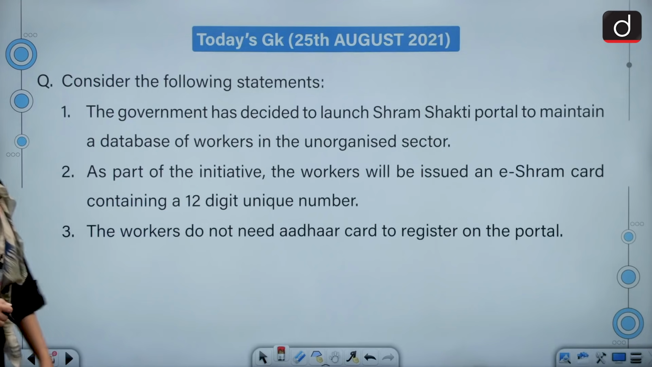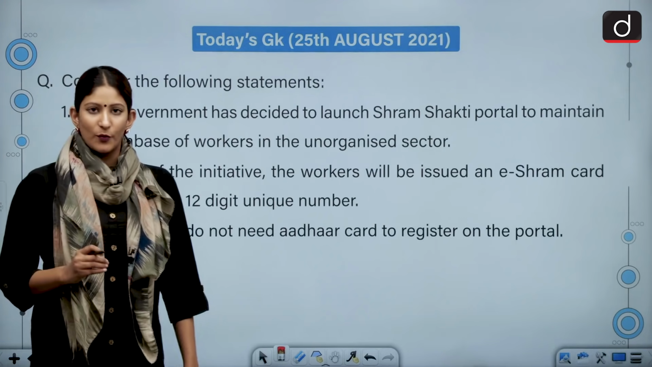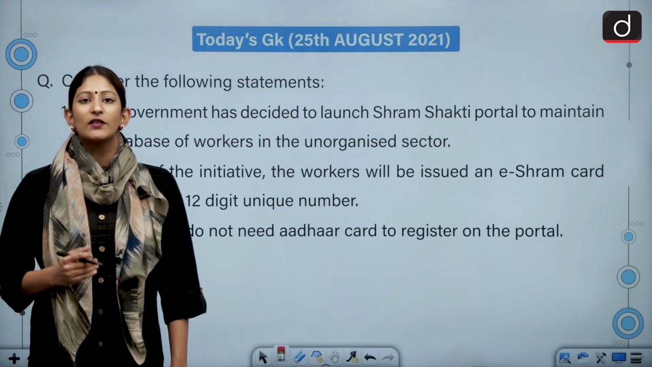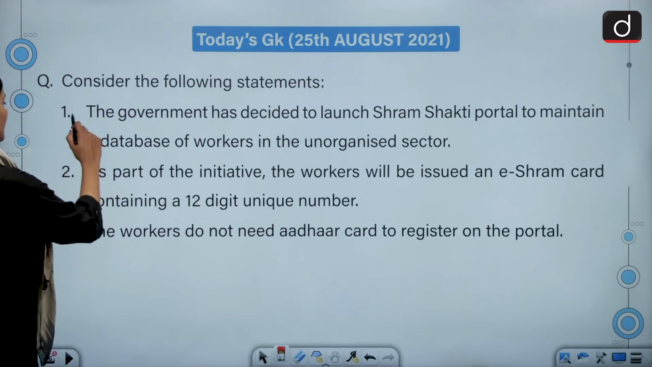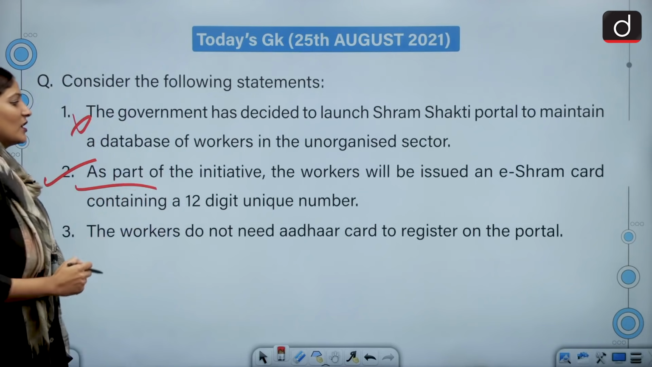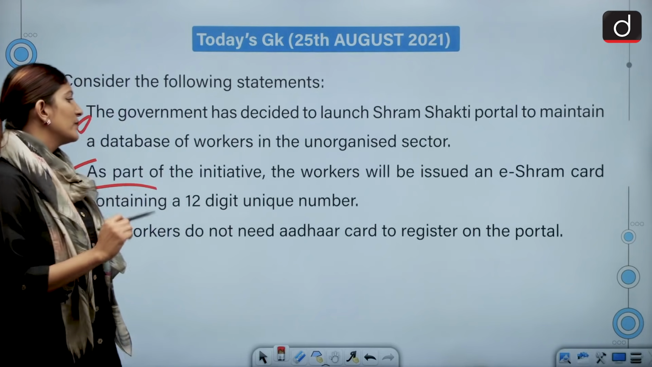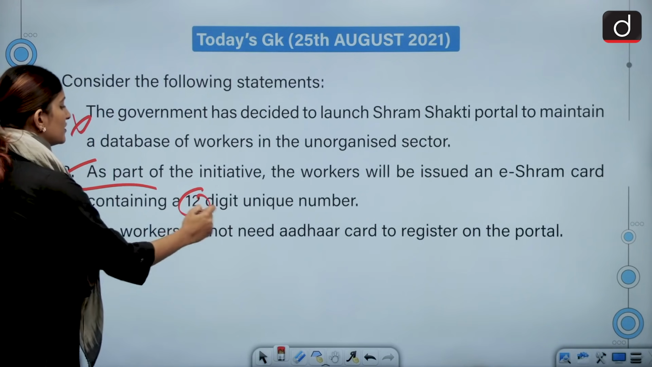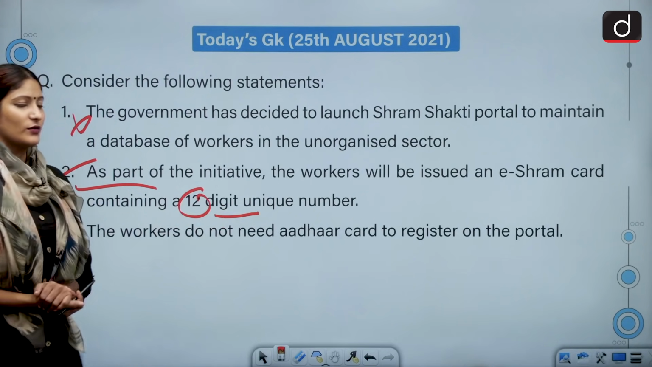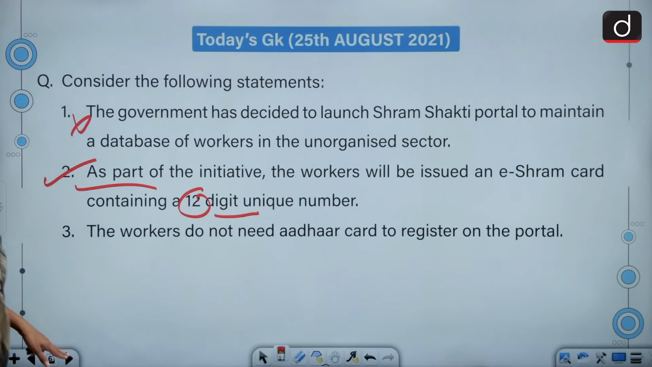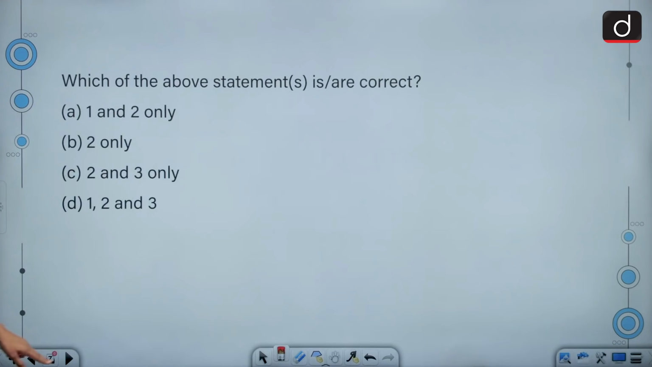Now, the government has decided to launch E-shram portal and not Shram Shakti portal to have a database of the workers in the unorganized sector. So, the first statement is incorrect. Yes, as a part of the initiative, the workers will be issued E-shram cards containing a 12-digit unique number. And the workers do need the Aadhaar card to register themselves. So, only the second one is correct. The correct answer is option B.